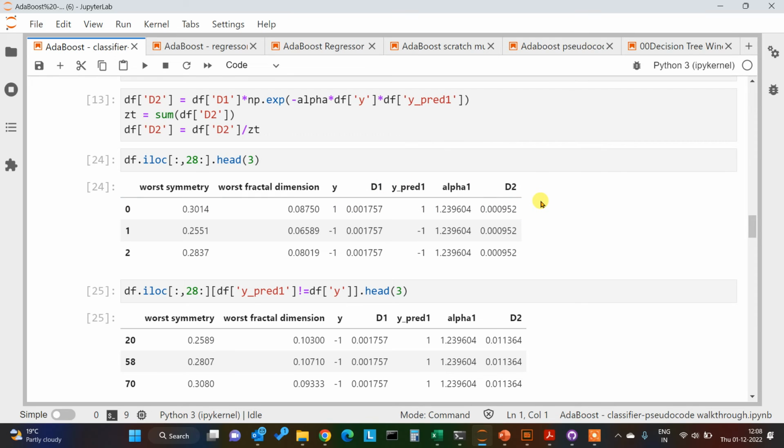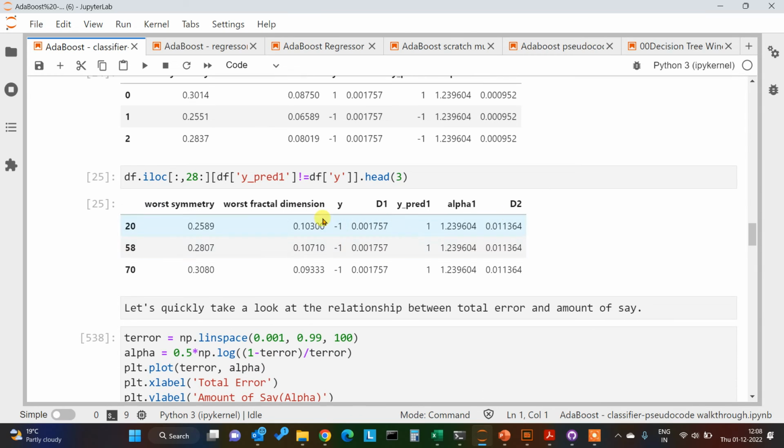Now let's take a look at a few observations where the prediction is wrong. So you can see here y is minus 1 and the predicted value is 1. Now the original weight was here and the new weight is here, and you can see that the weight is now increased for these observations, and the reason is that these are the observations where our prediction is not correct. So this is how the AdaBoost classifier works.